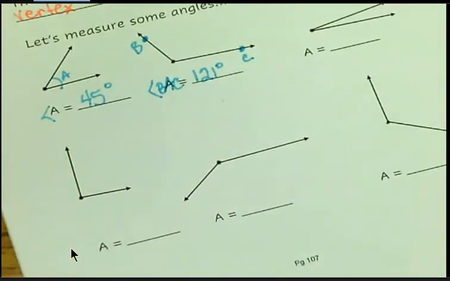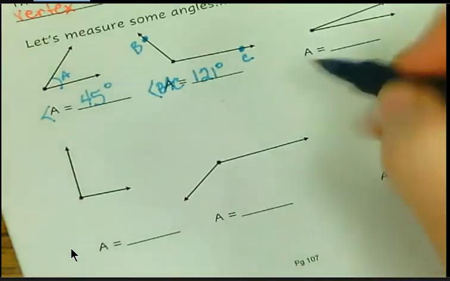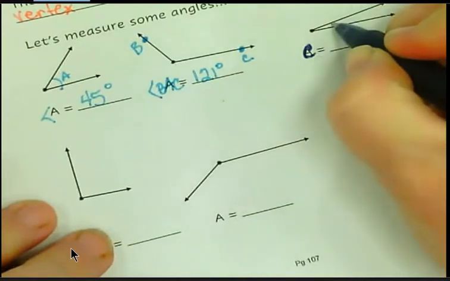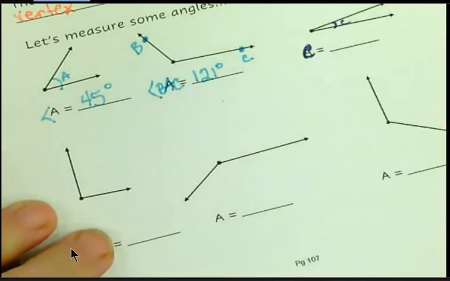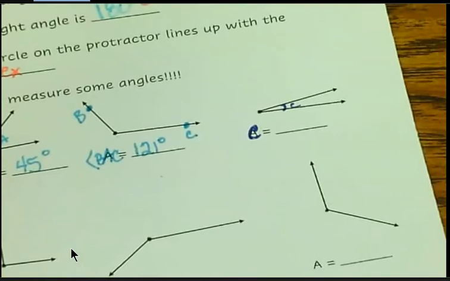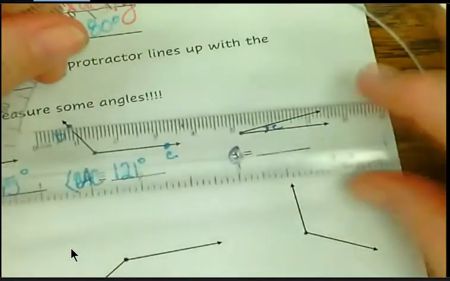Let's call this one, I know they're all labeled A, that was just easier for me. Let's call this one angle C. Okay? So, angle C. First of all, is it smaller or bigger than a 90-degree angle? Duh. And we call that... Not an obtuse. Come on, what do we call that? An acute. Thank you. An acute angle.